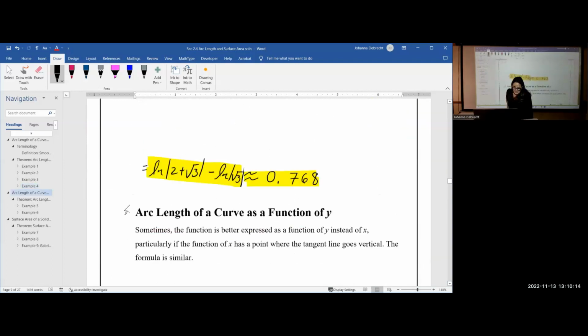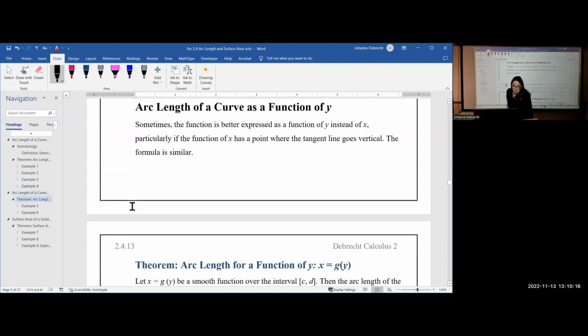Okay, the next thing we want to talk about is arc length of a curve as a function of y. On occasion, a function is better expressed as a function of y instead of as a function of x, particularly if it has some point where the tangent line goes vertical. So when we're looking at that, we're going to look at something like that.